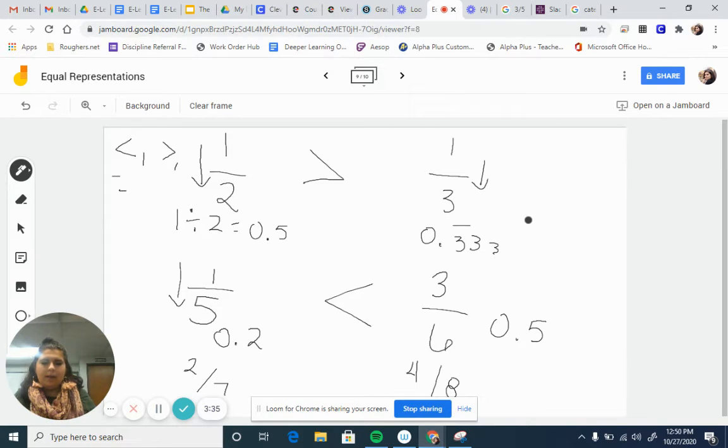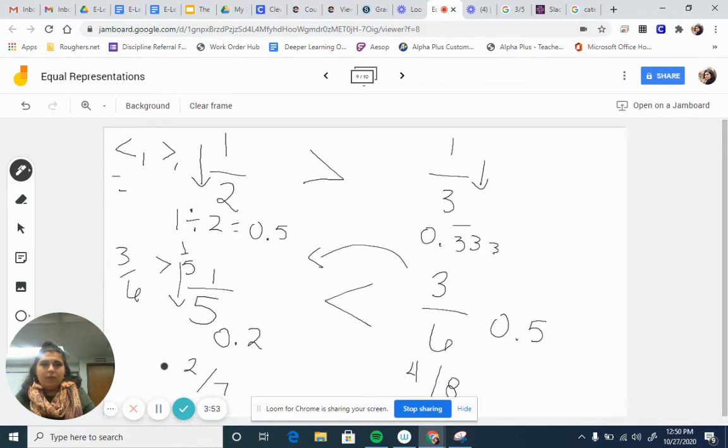Same with the second one. 1/5 is less than 3/6. But we could also do the opposite of that, where we say that 3/6 is greater than 1/5. Either way, we're saying the same thing. Which one is larger? Which one is smaller?